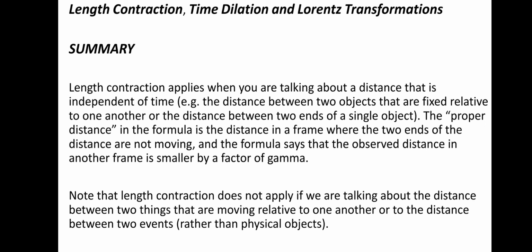So, the summary of length contraction, time dilation, and Lorentz transformations. Length contraction applies when you are talking about a distance that is independent of time. Example, the distance between two objects that are fixed relative to one another, or the distance between two ends of a single object. The proper distance in the formula is the distance in a frame where the two ends of the distance are not moving, and the formula says that the observed distance in another frame is smaller by a factor of gamma. But note that length contraction does not apply if we are talking about the distance between two things that are moving relative to one another, or to the distance between two events.